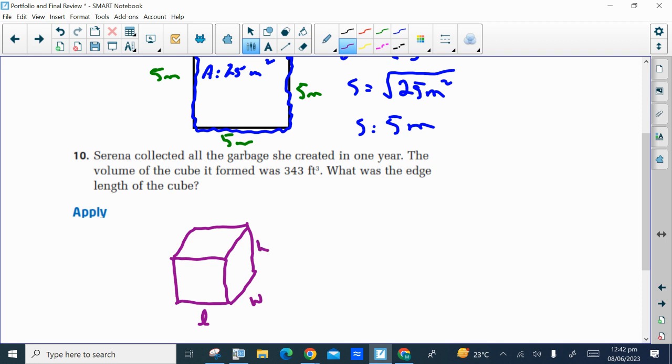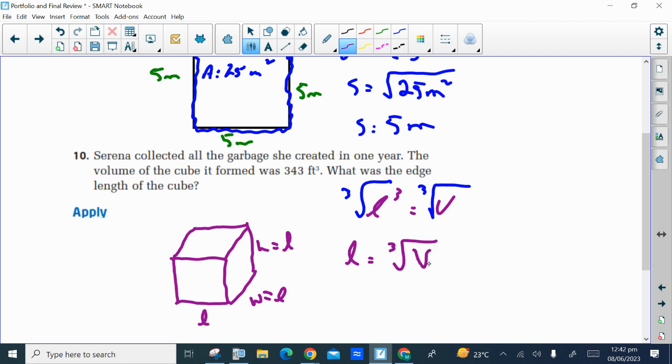So maybe we might say that they are all L, because for it to be a cube, all those dimensions are the same. And to find the volume, it will be length cubed. Normally it's length times width times height. However, in this case, all the three dimensions are the same. So that's how we get volume. And if you wanted to get L by itself, you would take the cube root of both sides. So on the left side, the cube root of L cubed is just L, and that will equal the cube root of V, the volume.